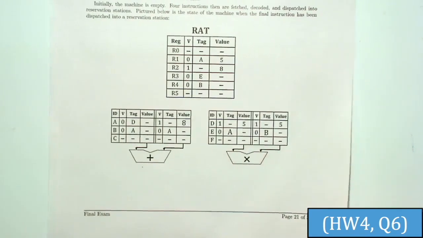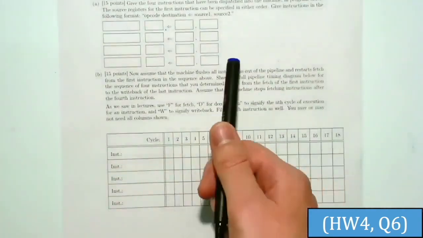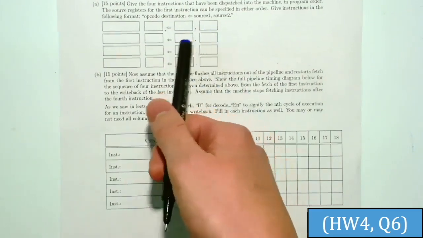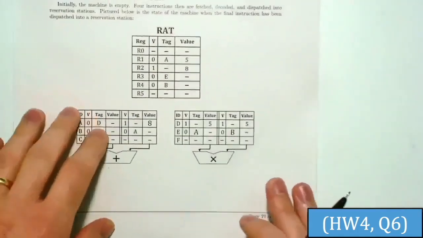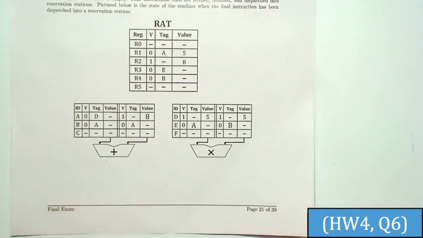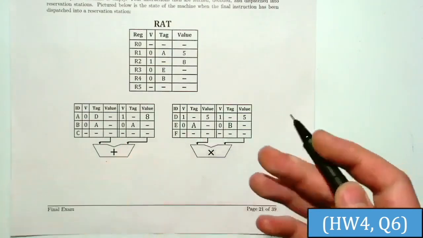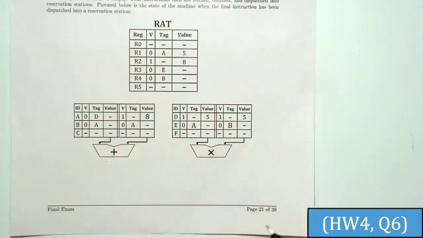And dispatch happens during the decode stage. It's also written here in the question. So the first part is to find out what those instructions are, including the destination register, the type of instruction, and the source operands, the source registers. I will fill this table here on this side so we can see everything in one place. The first part is very simple, figuring out what the instructions are. You look at those tags over here in the reservation stations, and usually there's a dependency which helps you figure out which instruction comes first and which comes after.